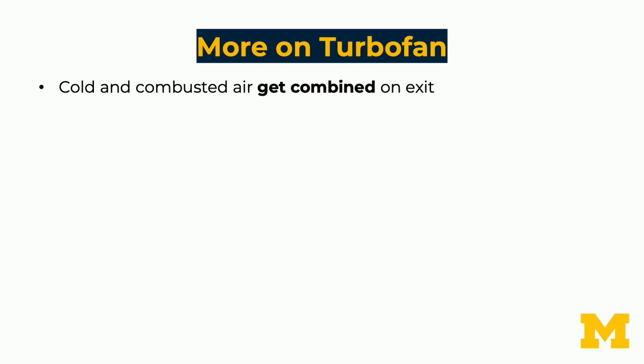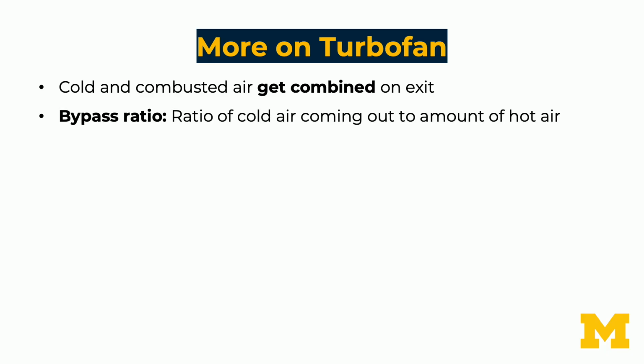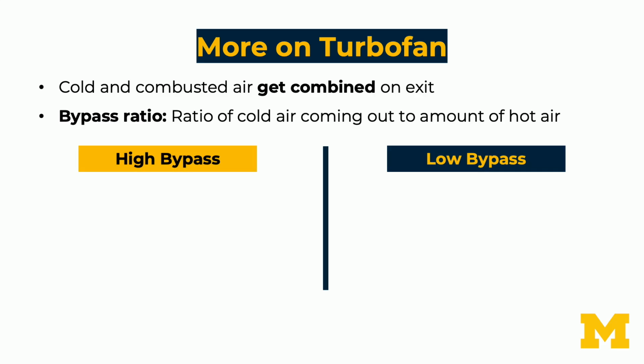Okay, so let's talk about the turbofan a little bit more. Cold air and combusted air get combined on the exit of that. And the amount of cold air versus combusted air makes what's called the bypass ratio. And that's the ratio of the cold air that's passing around the outside versus the amount of combusted air which is going through the jet engine. So we have what's called a high bypass turbofan and a low bypass turbofan, and there are uses for both.